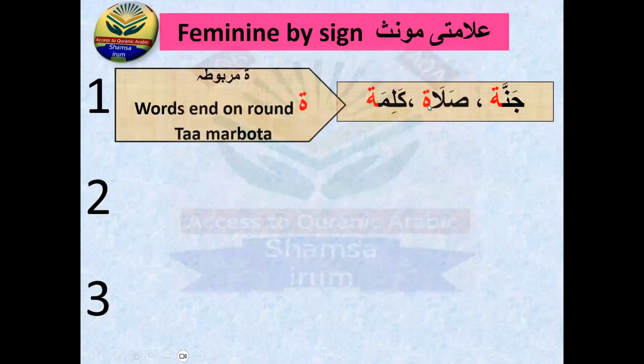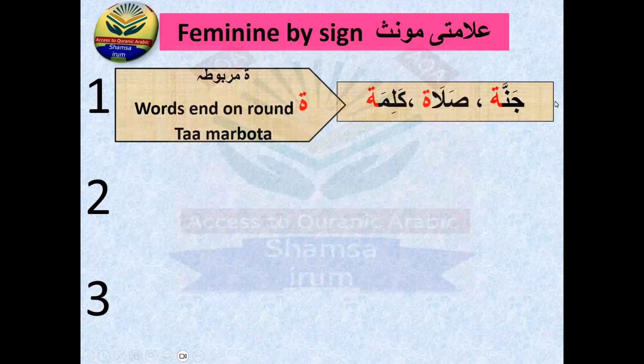Even if you don't know the meaning of the word, if I ask you what the gender of these words is, you will say it's feminine, because there is a clear sign in it. It's a clear sign, and it's called alamat. Alamat is used in Urdu as well, and it's the same in Arabic. Alamat means sign, that there is a round ta marbuta at the end of the word.